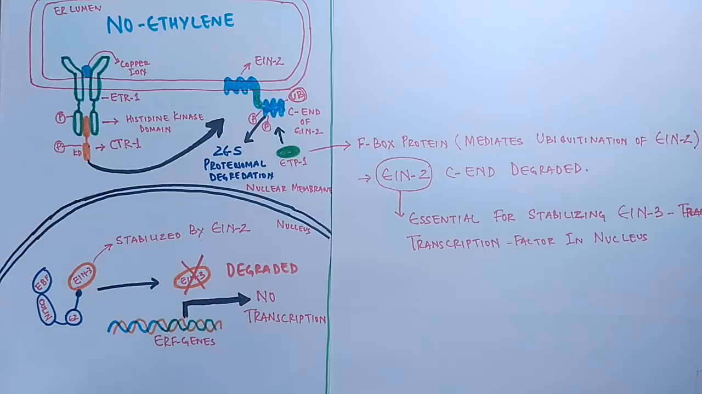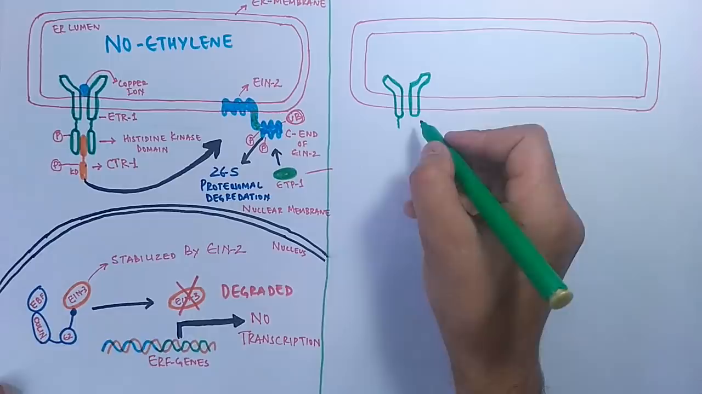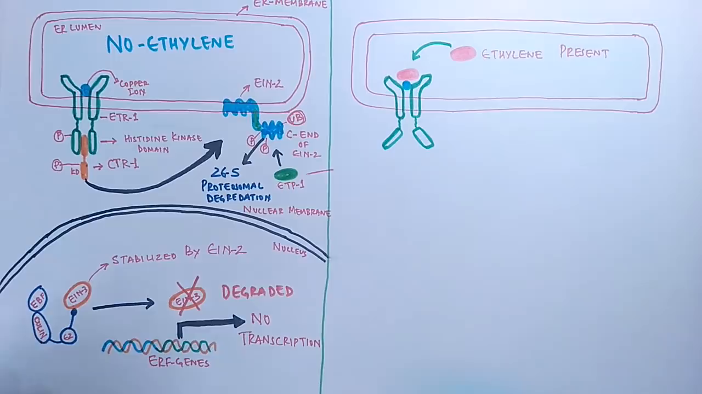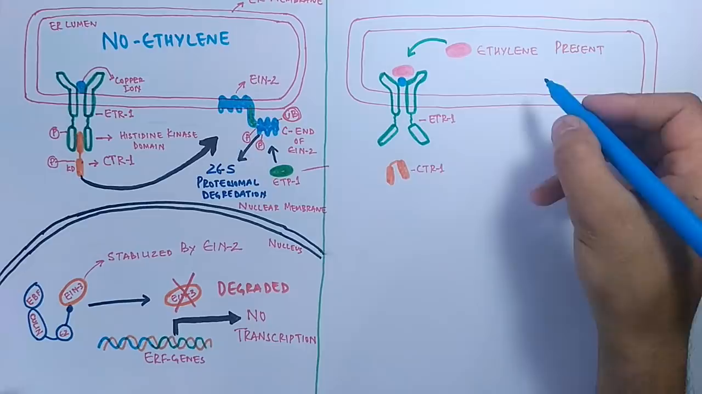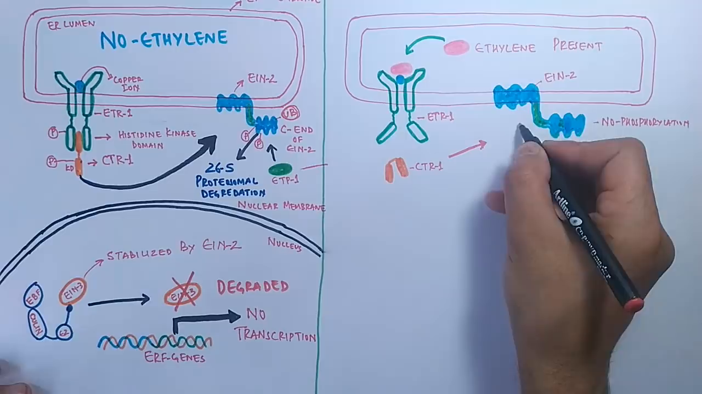Now on the other hand, when there is a presence of the ethylene molecule, the opposite happens. First of all, here we have the ethylene molecule which binds to the ETR1 receptor and turns it off since it's a negative regulator. The ETR1 dephosphorylation in turn releases the CTR1 molecule. So now EIN2, which was phosphorylated in the absence of ethylene, is now dephosphorylated in the presence of ethylene. Furthermore, we see that dephosphorylation mediates the cleavage of the EIN2 C-end.